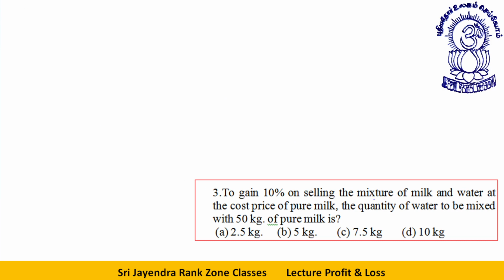To gain 10% on selling the mixture of milk and water at the cost price of pure milk, the quantity of water to be mixed with 50 kg of pure milk is? See, we are selling it at the cost price. Assume 50 liters cost rupees 50, assume 1 liter per rupee.